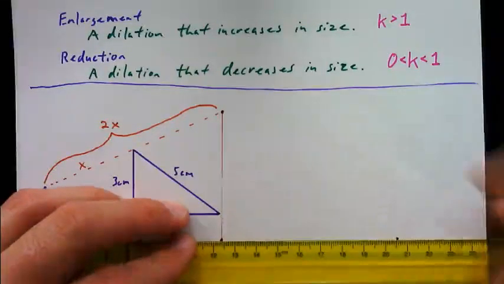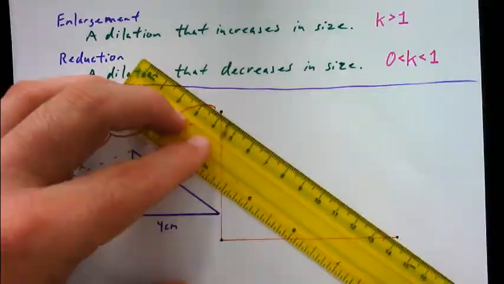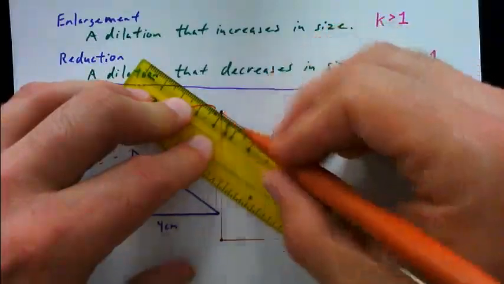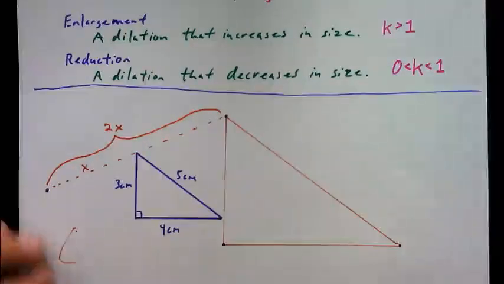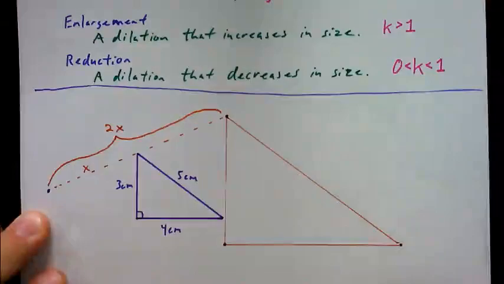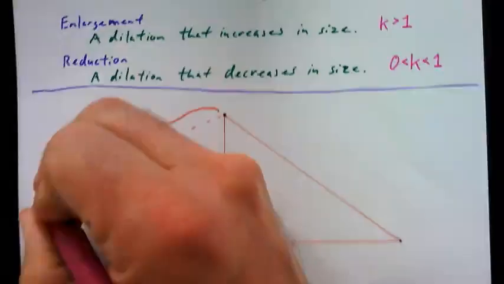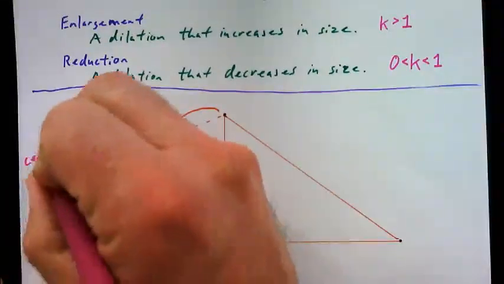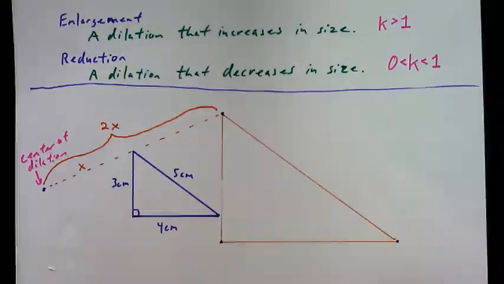Now, when you make this triangle, it should still appear to be a right triangle. Again, all you're doing is measuring the distance from that point that's acting as your center of dilation, and everybody's drawing is going to look slightly different.